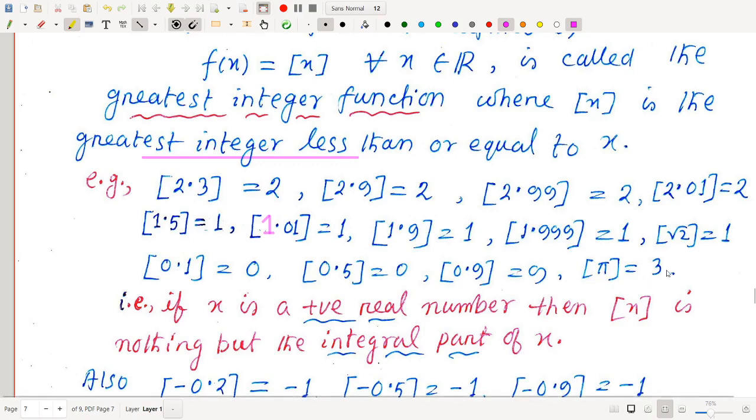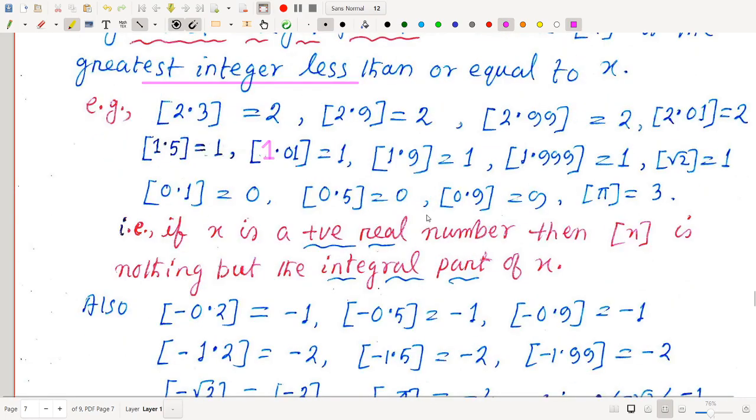So that's why 3. So from this we notice that if x is a positive real number, then [x] is nothing but the integral part of x. 1.999: integral part is 1, fractional part is 0.999. So to find the value of [x] for a positive real number, we just forget the fractional part. So this is an easy process to find the value.